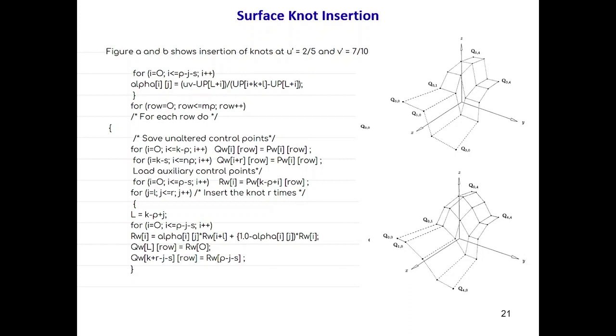Knot insertion for NURBS curves is done in 3 steps actually: converting the given NURBS curve and performing knot insertion in 4 dimensions, and projecting the new set of control points back to 3D form.